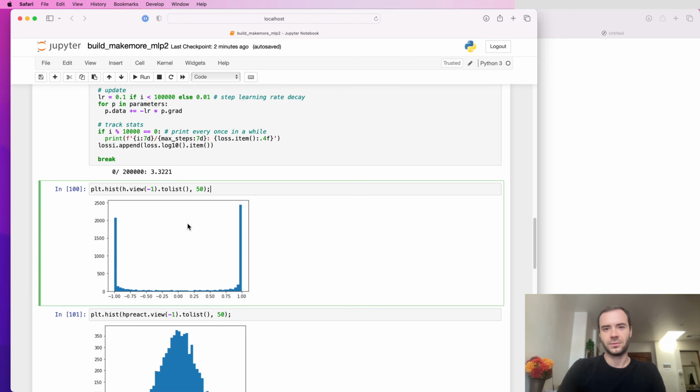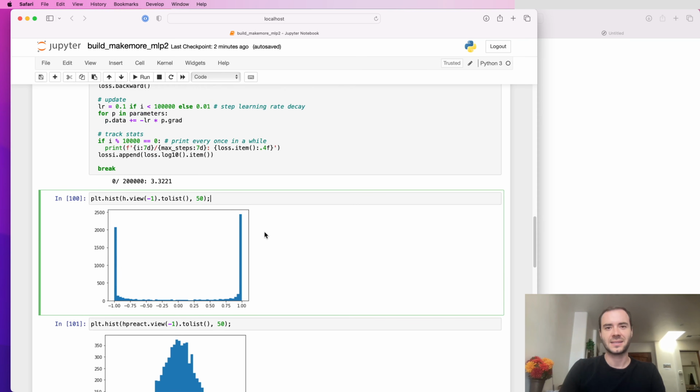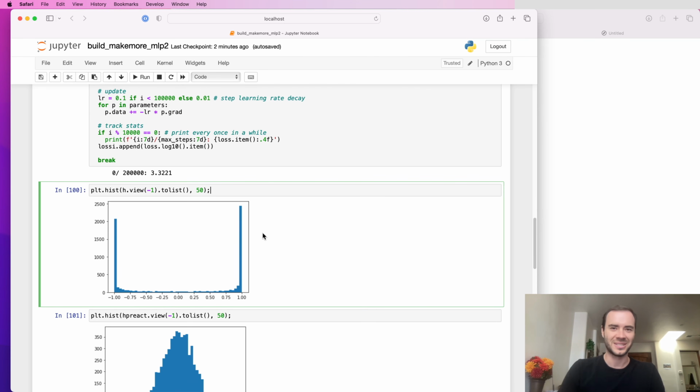Now, if you are new to neural networks, you might not actually see this as an issue. But if you're well-versed in the dark arts of backpropagation and have an intuitive sense of how these gradients flow through a neural net, you are looking at your distribution of tanh activations here, and you are sweating. So let me show you why.